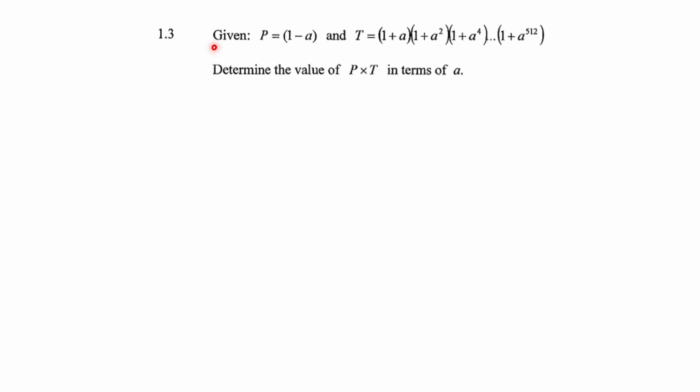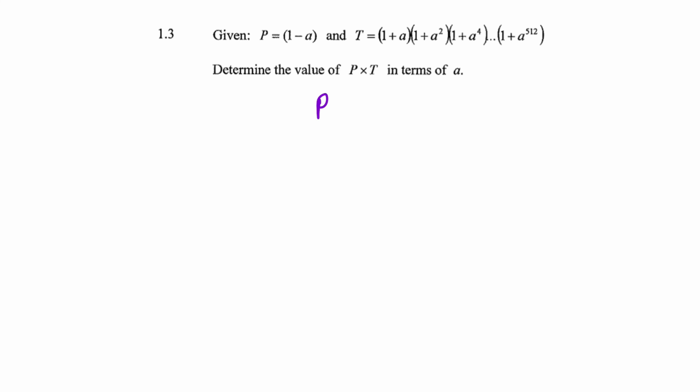So here we are given that P = 1 - a, and T is (1 + a)(1 + a²)(1 + a⁴), all the way to (1 + a⁵¹²). These ellipses mean that this pattern continues all the way up until this last bracket. And it says determine the value of P times T in terms of a. So let us start with that.